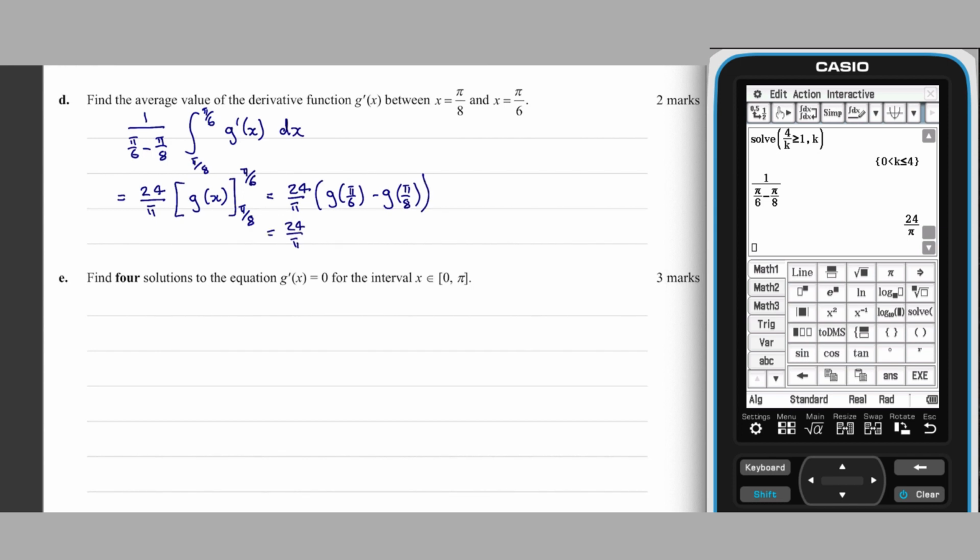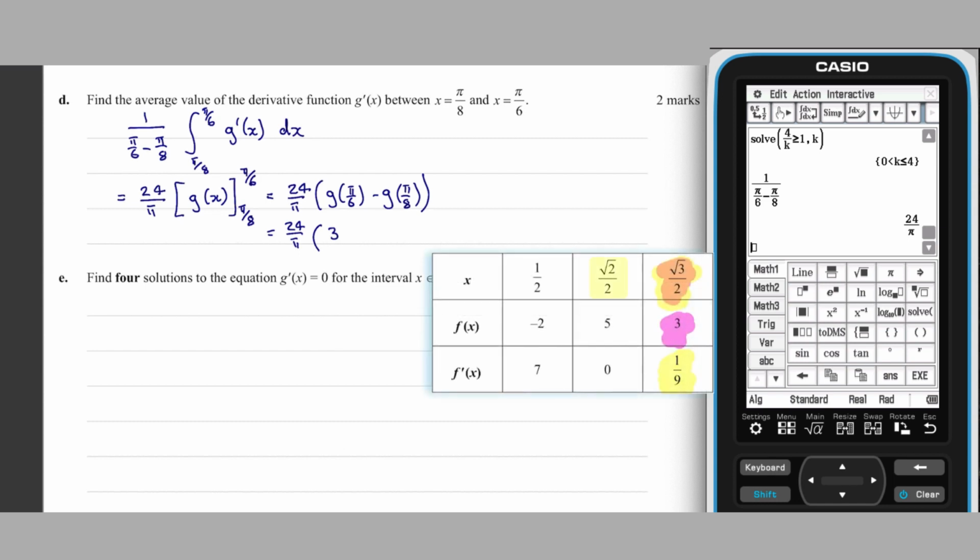We found that g of pi on 6 equals 3 in Part A. Using similar thinking, we can find g of pi on 8. This will equal f of sine of pi on 4. As sine of pi on 4 is root 2 over 2, then this will equal 5.